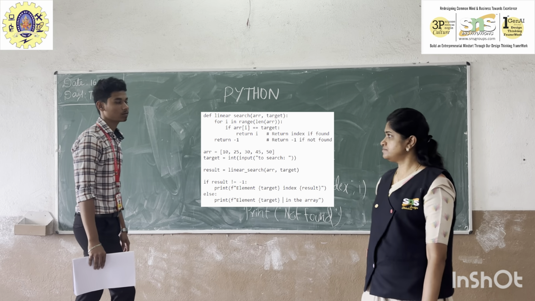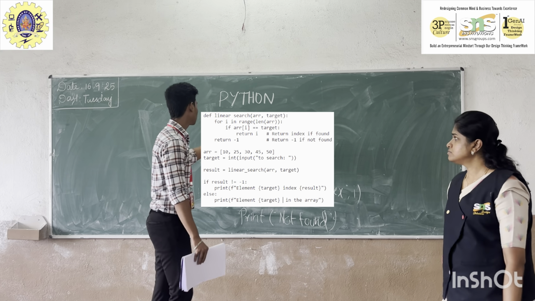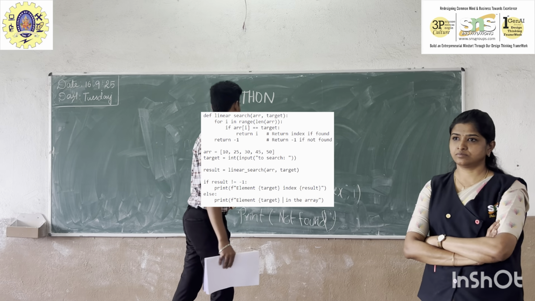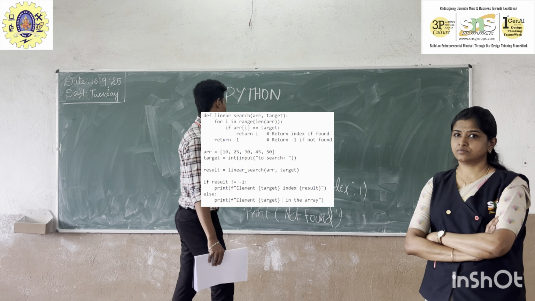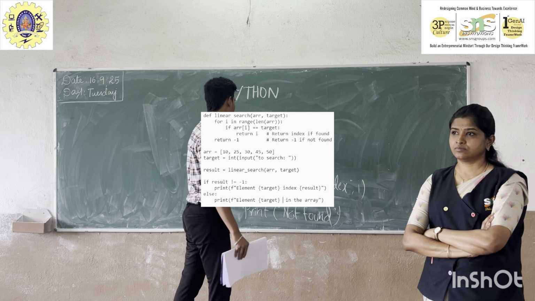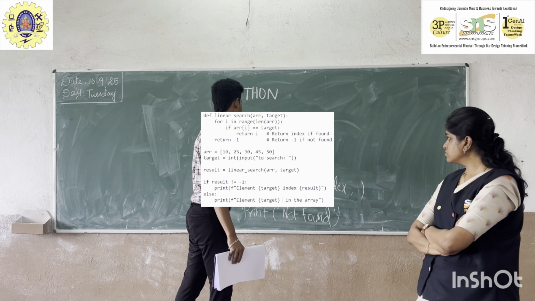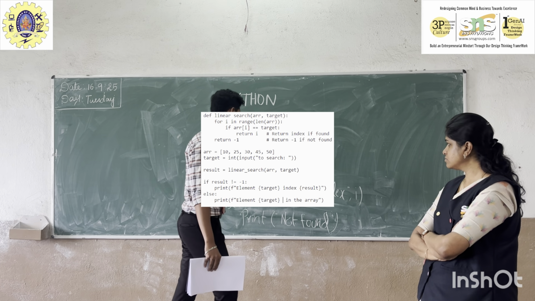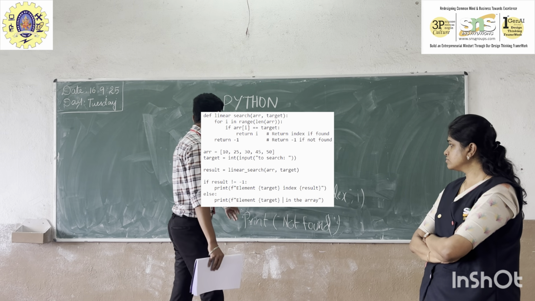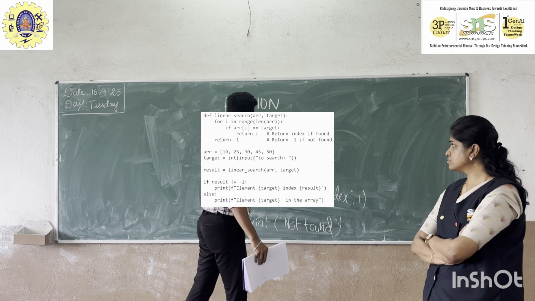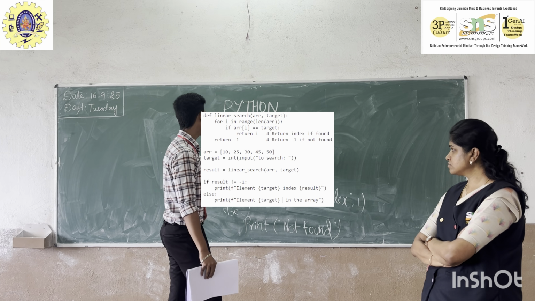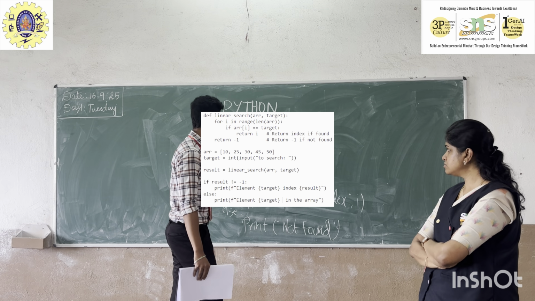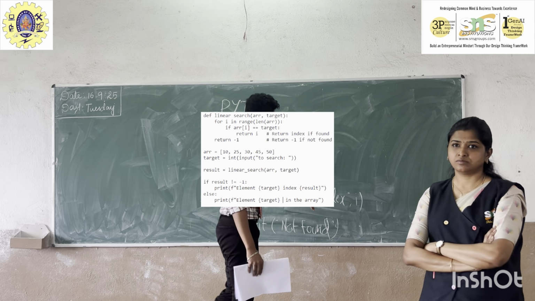Array equal to elements, key equal to 45. For loop: for i in range of the array length. If array of i equal to key, print found at index. Otherwise, print not found. Here we have the key at index 3. So the output will be found at index 3.